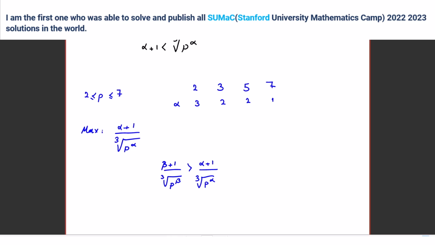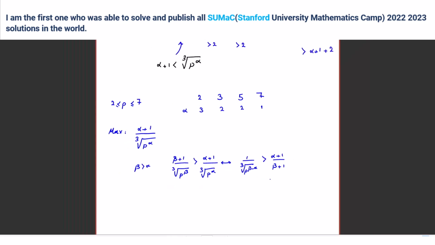Then what? So you expand, but you don't expand alpha plus 1 or beta plus 1. You treat that as just one number. And then eventually you'll get alpha plus 1 over beta plus 1 is greater than something. You can consider beta is greater than alpha, right? Because checking that is easier. So p to the alpha, p to the beta, it would be 1 over cube root of p to the beta minus alpha. Then cube and then reciprocal.